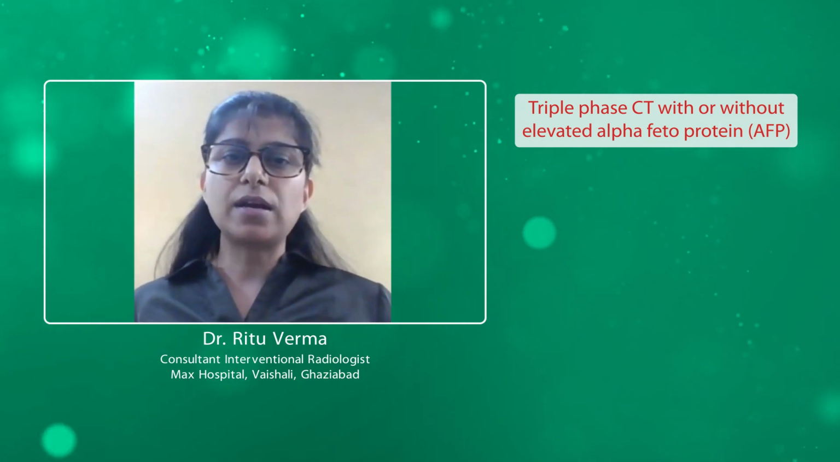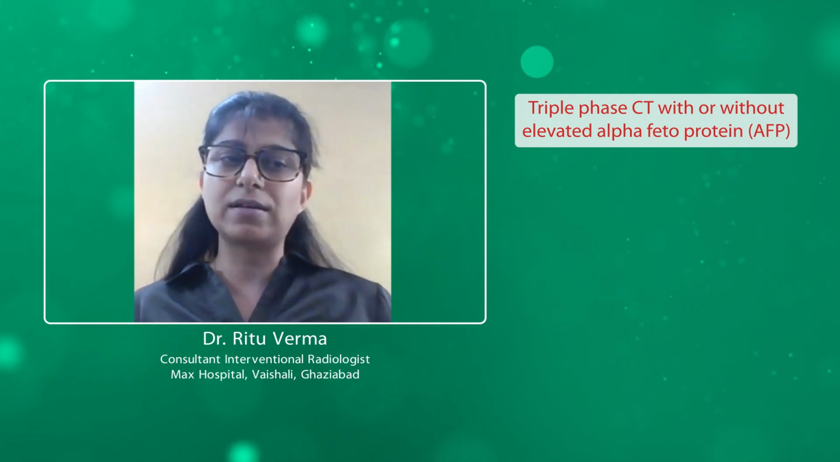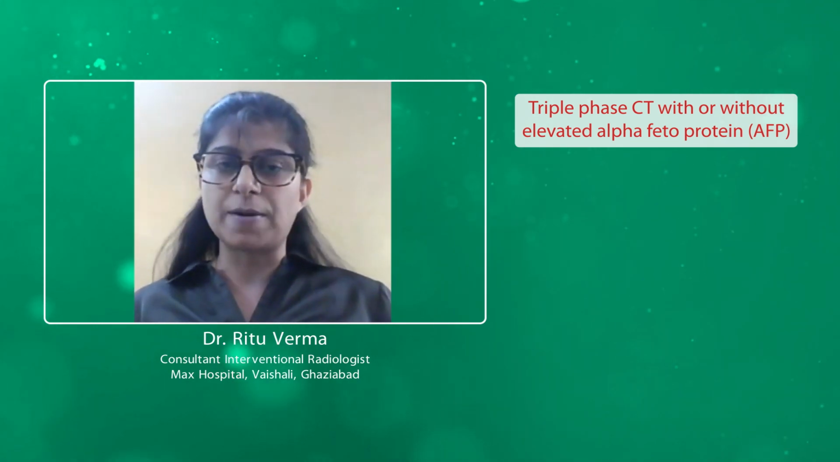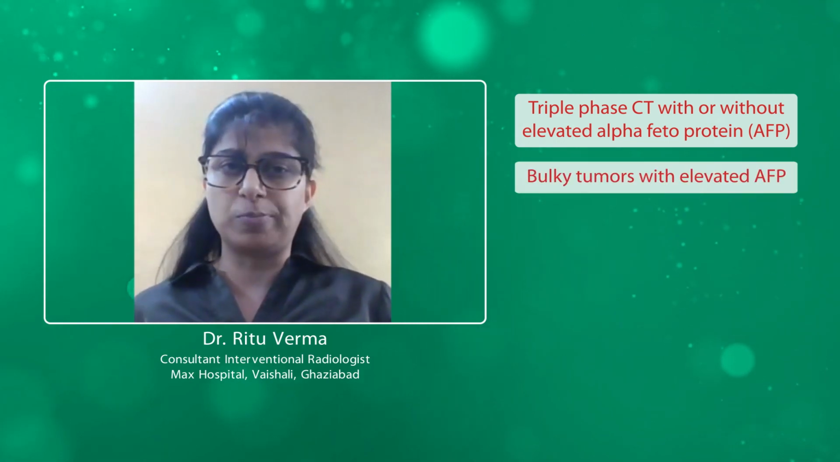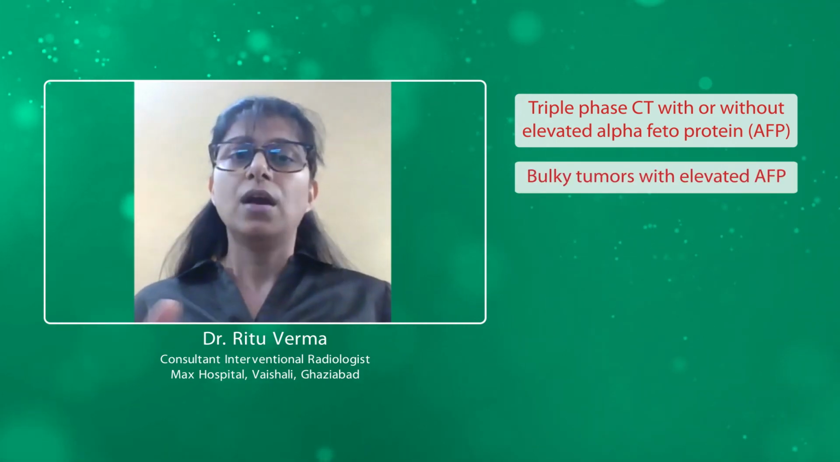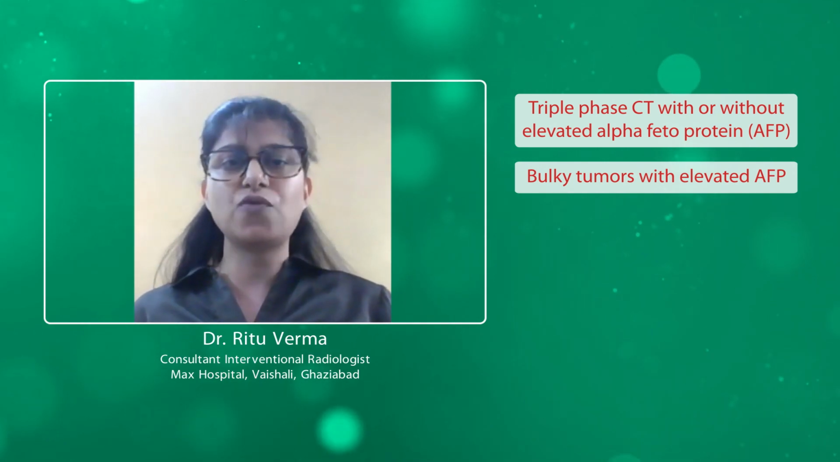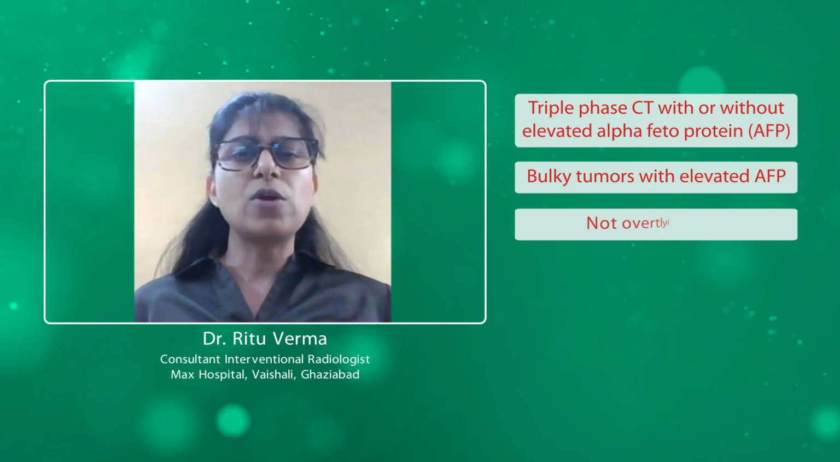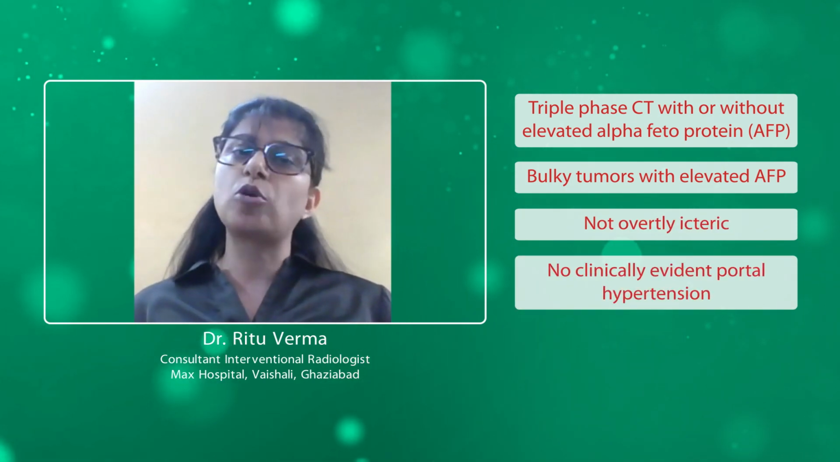So usually very early and early tumors are fit for either a surgical approach by either resection or by doing a transplant. If they find a multinodular tumor, or 2 very bulky tumors with high alpha fetoprotein, it is usually intermediate stage HCC and they should refer the person to an interventional radiologist. The patient should not be overtly icteric.